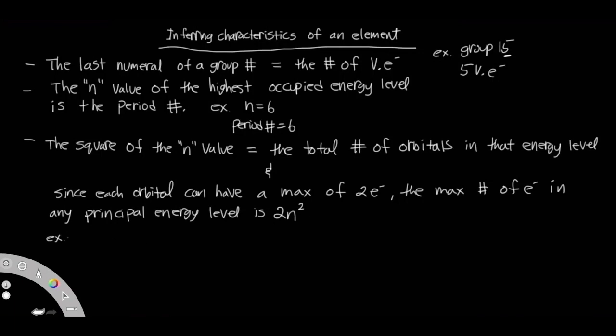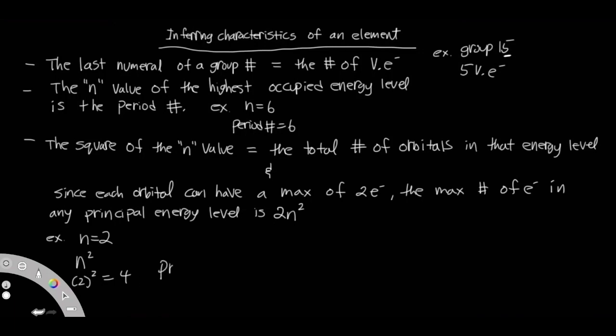Let's look at that example I mentioned. If n is equal to 2, let's use this n squared formula. The n squared formula is written up here on this first premise. The square of the n value is equal to the total number of orbitals. So if 2 is substituted, this would give you 4. So this would mean that there are 4 orbitals.